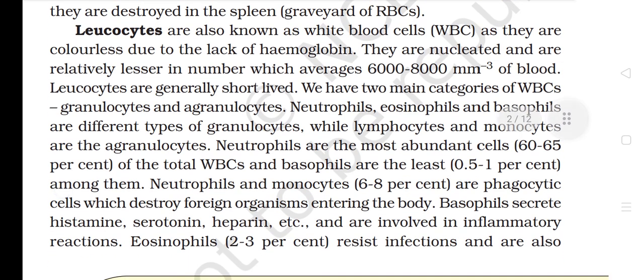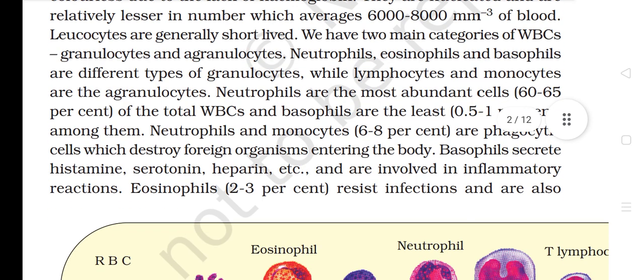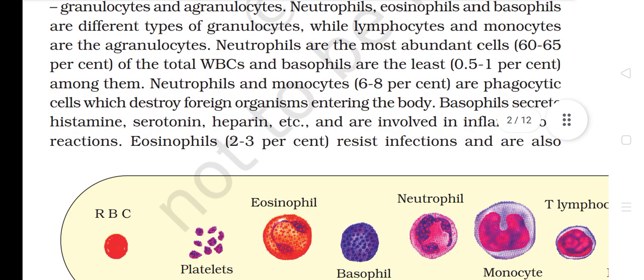Leukocytes are also known as white blood cells, WBC, as they are colorless due to the lack of hemoglobin. They are nucleated and are relatively lesser in number, which averages 6,000 to 8,000 per cubic mm of blood. Leukocytes are generally short-lived. We have two main categories of WBCs, granulocytes and agranulocytes. Neutrophils, eosinophils, and basophils are different types of granulocytes, while lymphocytes and monocytes are the agranulocytes.